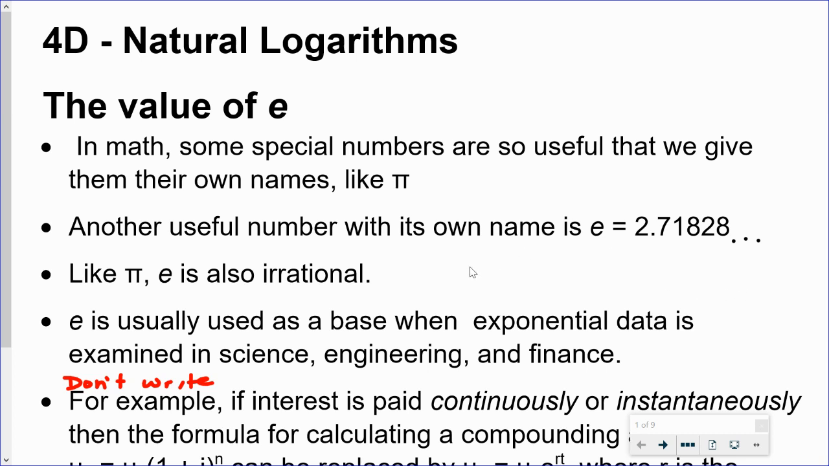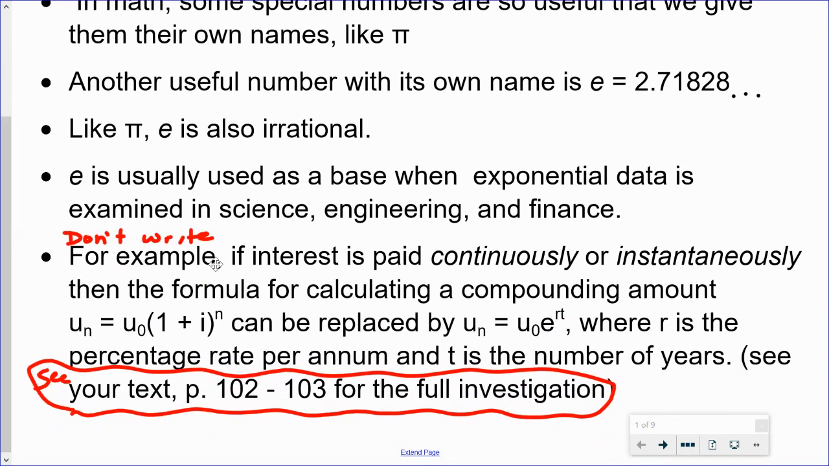It is irrational. e is usually used as a base when exponential data is being examined in science, engineering, and finance. For example, you don't need to write this in your notes, but if interest is paid continuously or instantaneously, then the formula for calculating a compounding amount that we've seen in previous years could be replaced by A = A₀e^(rt), where r is the percentage rate per annum and t is the number of years. Your textbook has a full investigation on this.